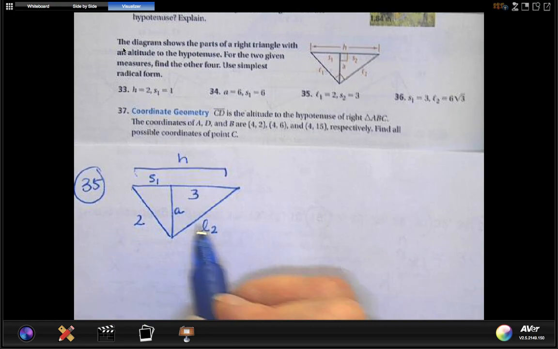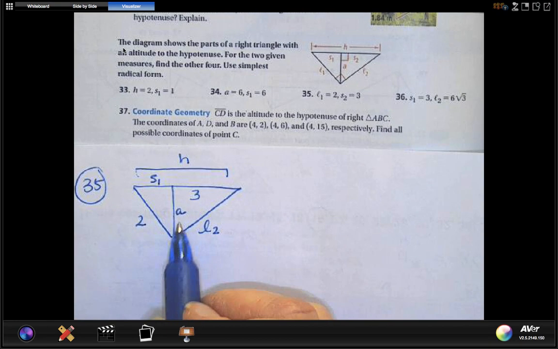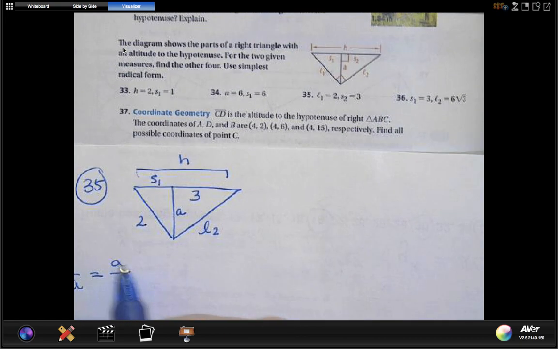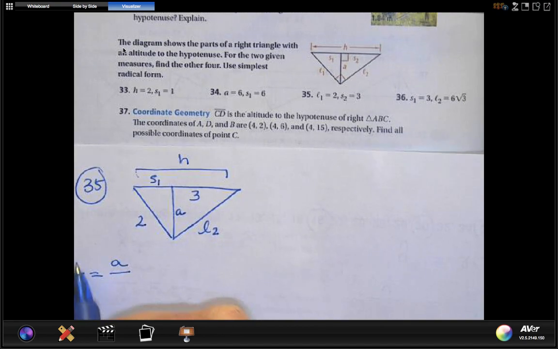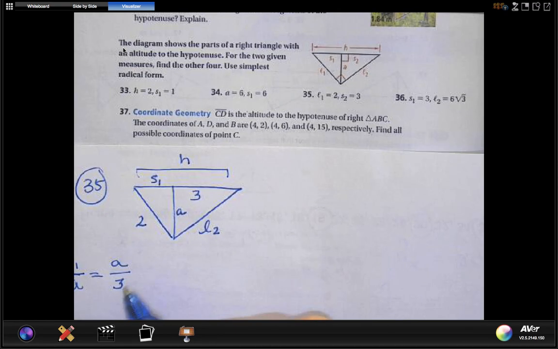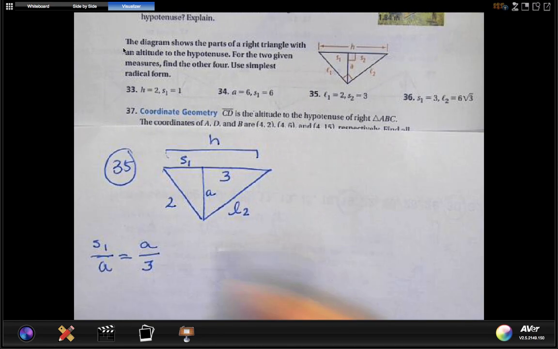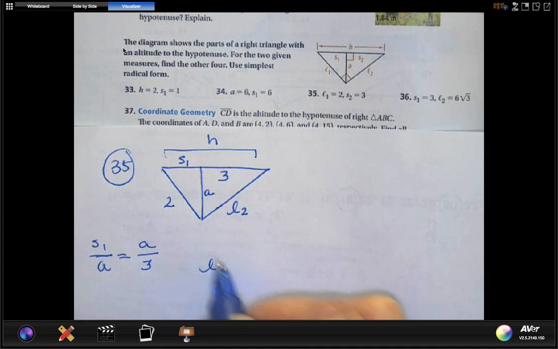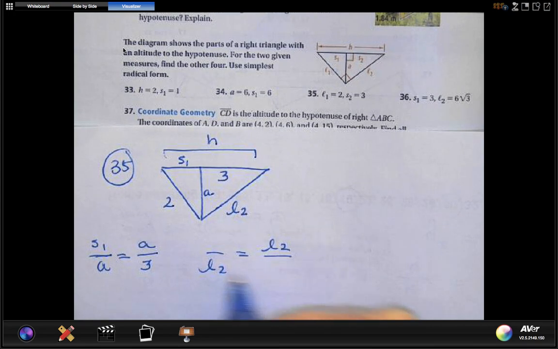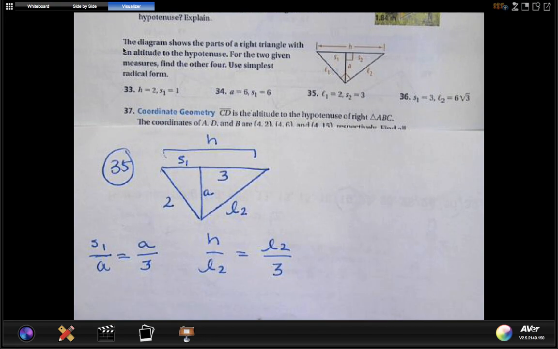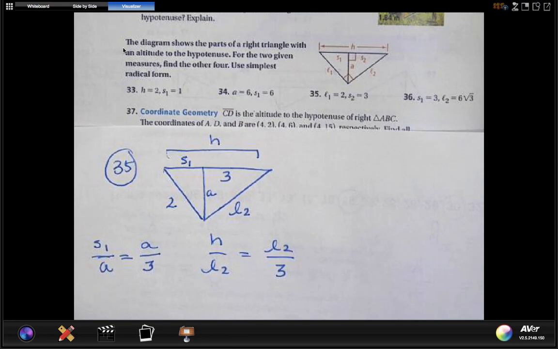All right, altitude. So the altitude is the geometric mean of the two segments of the hypotenuse. Okay, well, that's lovely, but I'm going to have 2 variables here, and I can't solve that. So let me come back to that. All right, let me look at this leg. So leg 2. The leg is the geometric mean of the whole hypotenuse and the adjacent segment. Also lovely, but I cannot solve that yet because I have 2 variables in there.